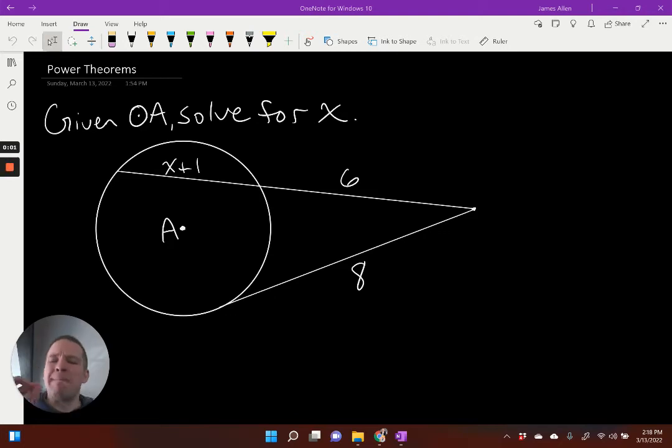Ooh, it's time for some power theorems. They're so powerful, they get their own name. I don't know why they're called power theorems. I should look that up. All righty, anyways, given circle A, we want to solve for x.